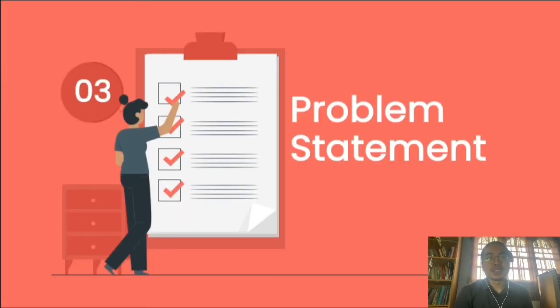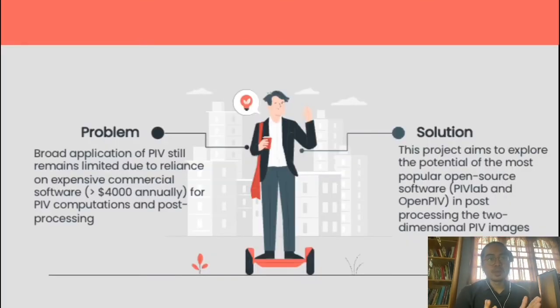I will continue the presentation with the third segment, which is the problem statement. The main problem of PIV: broad application of PIV remains limited due to reliance on expensive commercial software, approximately more than $4,000 annually for PIV computations and post-processing. The cost of the system has been a major obstacle to the use of PIV in research. Research-grade systems can easily cost $100,000 or more. As a result, they are inaccessible to a large number of researchers and students.